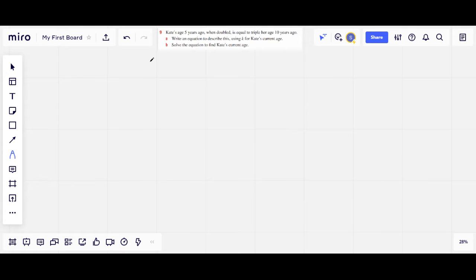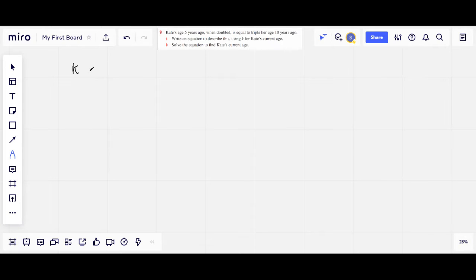All right, so let's have a look at question 9. If we have a look at the top, the first one is just to write an equation that describes it. So we've got Kate's age 5 years ago. Let's just do K. So Kate's age is equal to K.